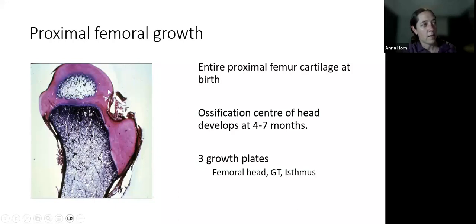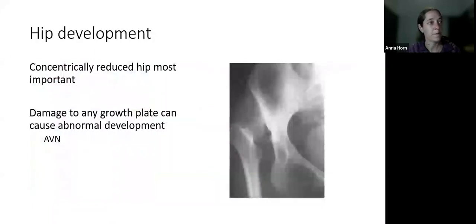This is something that I always emphasize: this cartilage that you see here, the circular cartilage, is also a growth plate, because obviously the femoral head also needs to increase in diameter as it grows, and this is where that growth takes place. Then you've got the isthmus here, which is where the femoral neck grows in length, and then the greater trochanter, where there's some widening of the neck and then development of the greater trochanter itself.